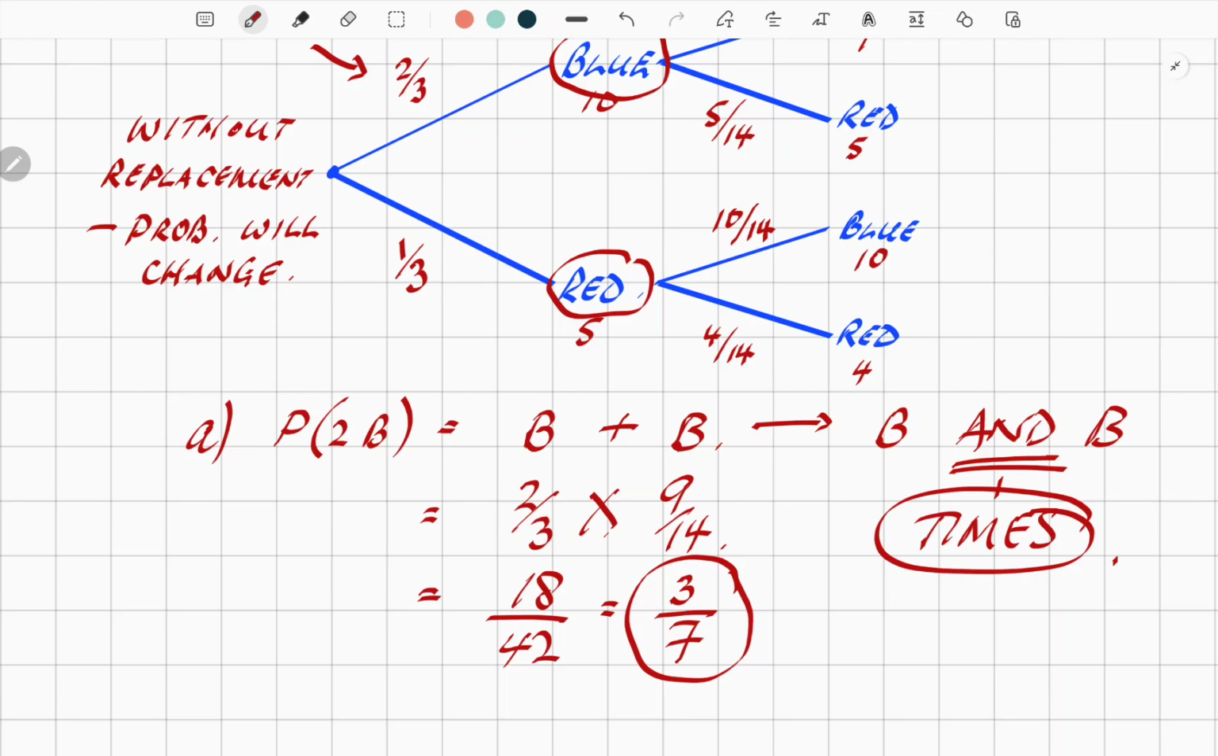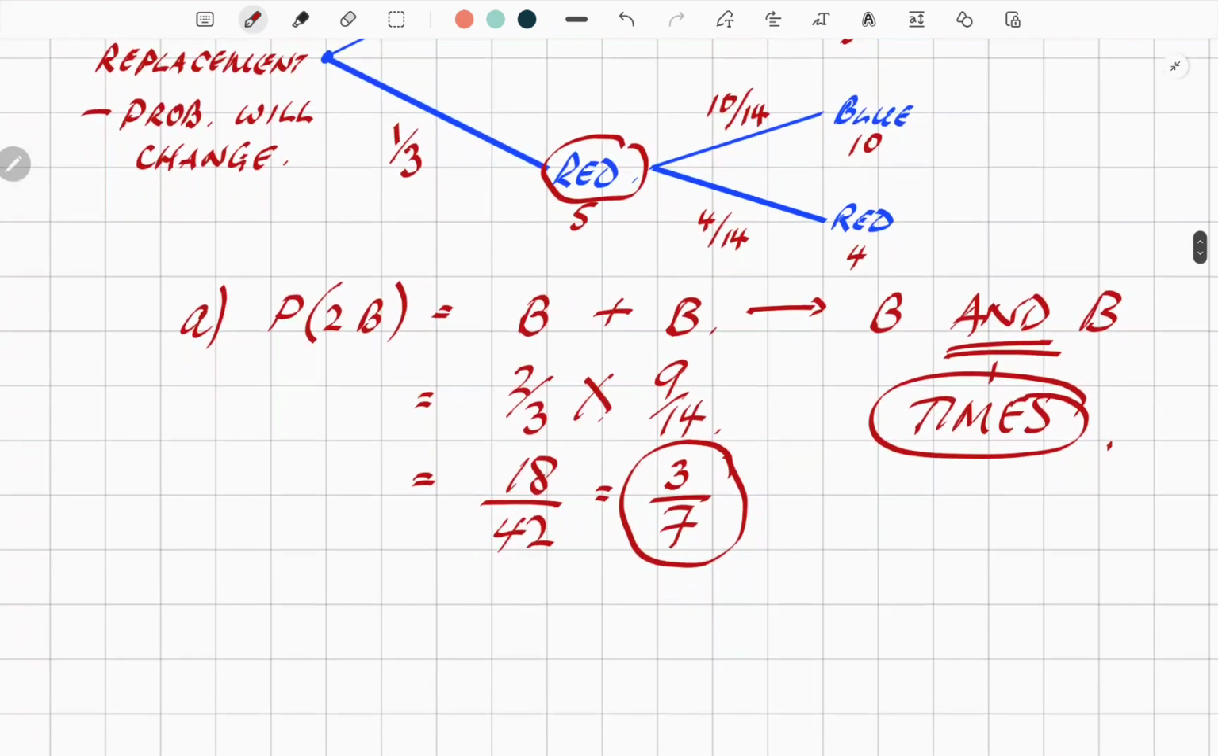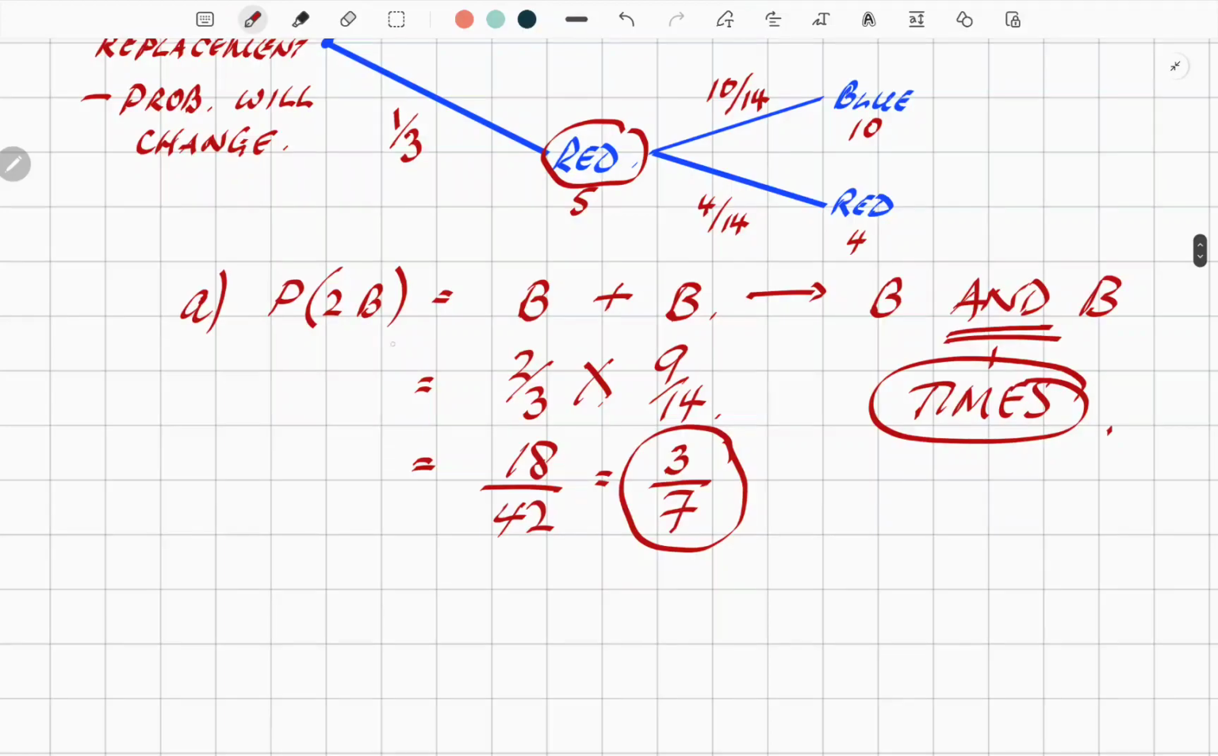Yeah. Any questions? Mariam Bate, any questions? No? All right. So that's the first one. That's where you have a combination of two events happening, and "and" means you times the probabilities. The second one is slightly different. You want the probability of only one blue.